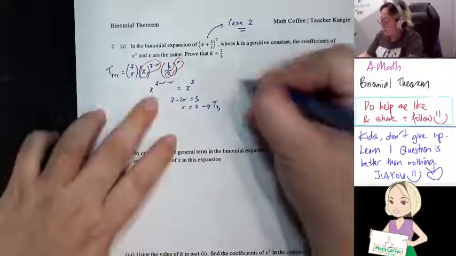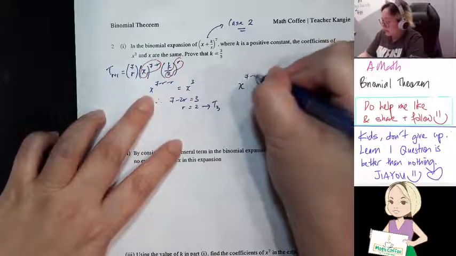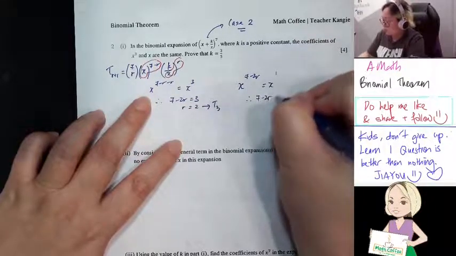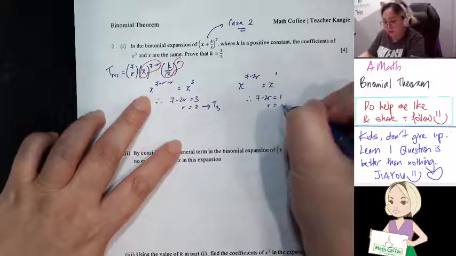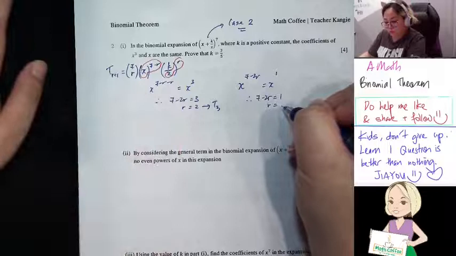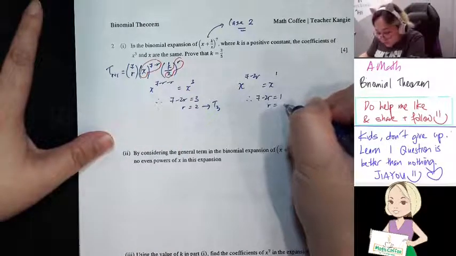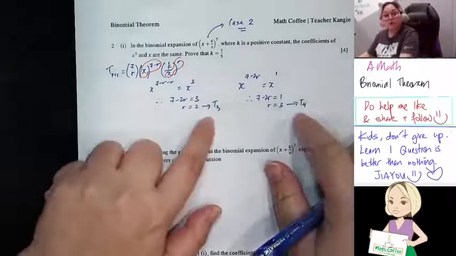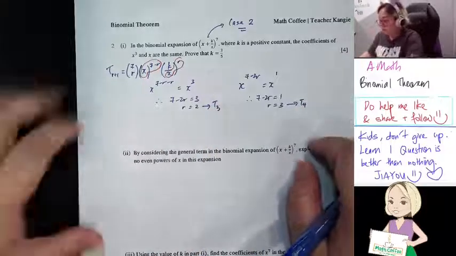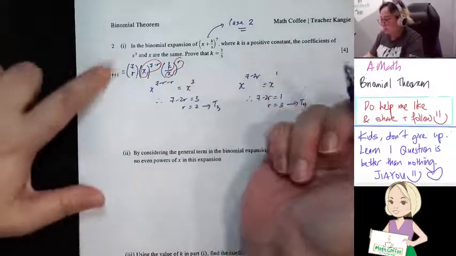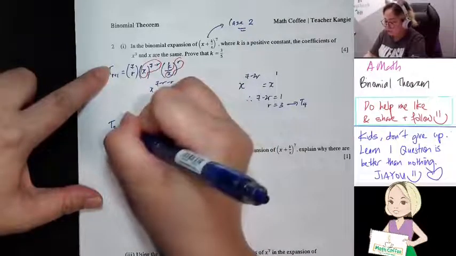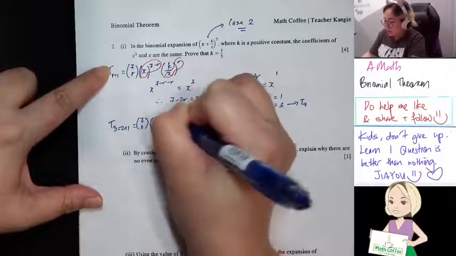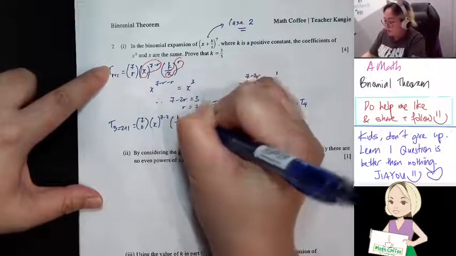So that means I can do the same thing. I want x^(7-2r) equals to x to the power of 1. So therefore, 7 minus 2r equals to 1. So my r equals to, let me see, 3. So in this case, I want my 4th term. So now I need to find my 3rd term and my 4th term. Correct? So let's just plug it back here. So let's find my T3. T3 is 2 plus 1. So it's 7C2 x^(7-2) (k over x)^2.